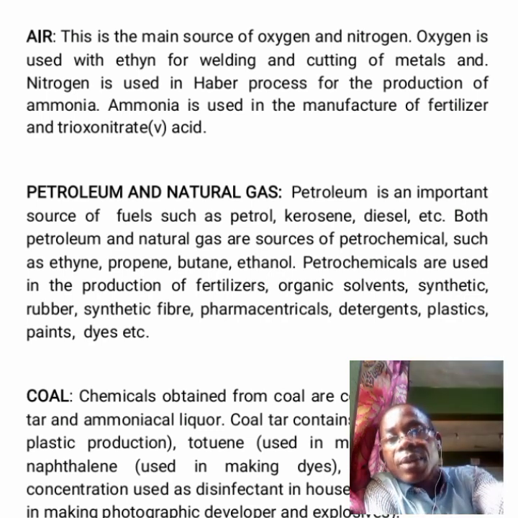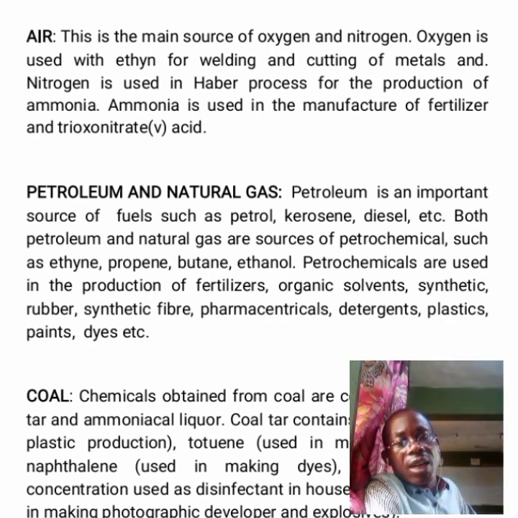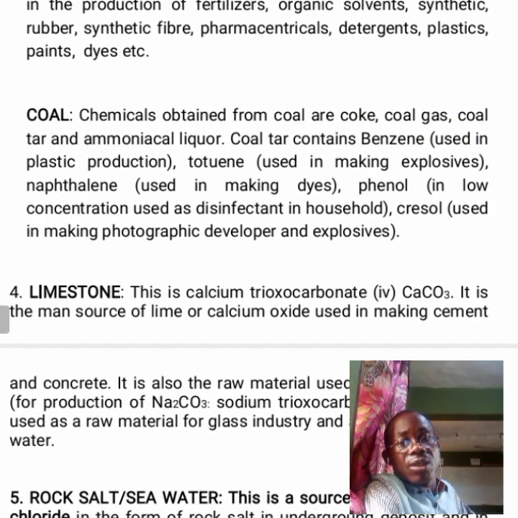Then we have factors that determine the siting of the chemical industry in a place. What necessitates the siting of the chemical industry in a place? We have nearness to the source of raw materials. We have availability of space, availability of market, availability of labor, good climatic conditions, good transport system, and good government policy. All right. Thank you very much.